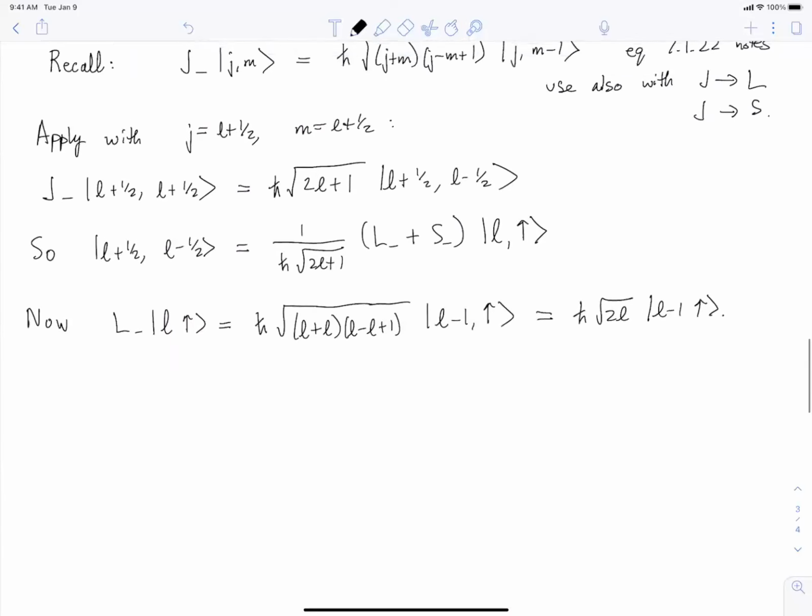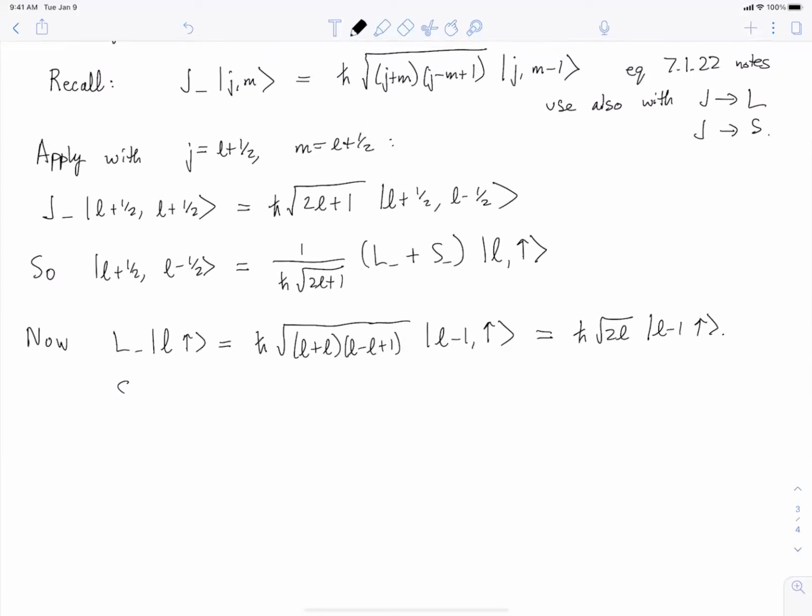All right, now we do the same thing with S minus. This time it ignores the first label and just acts on the spin label. So now we get 1/2 plus 1/2, because up arrow is really 1/2, times 1/2 minus 1/2 plus 1 times L. And now it flips the up arrow to a down arrow. So this is just h bar. The square root turns out to be just 1. And this is L down arrow.